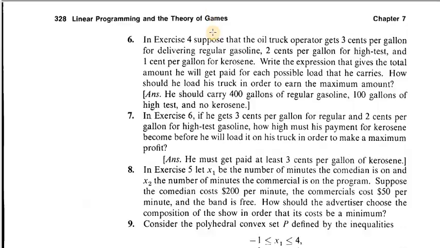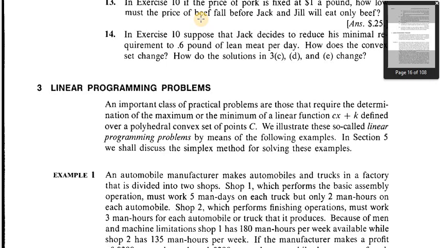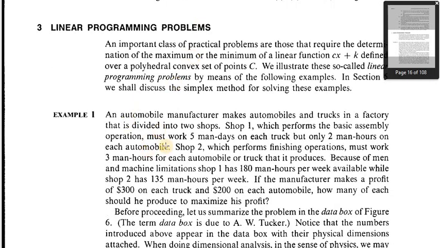Alright, so linear programming problems down here. And here's a nice word problem. An automobile manufacturer makes automobiles and trucks in a factory that's divided into 2 shops. Shop 1, which performs basic assembly operations, must work 5 man hours on each truck, but only 2 man hours on each automobile. Shop 2, which performs finishing operations, must work 3 man hours for each automobile or truck that it produces. Because of machine limitations, Shop 1 has 180 man hours per week available, while Shop 2 has 135 man hours per week. If the manufacturer makes a profit of $300 on each truck and $200 on each automobile, how much of each should he produce to maximize the profit?